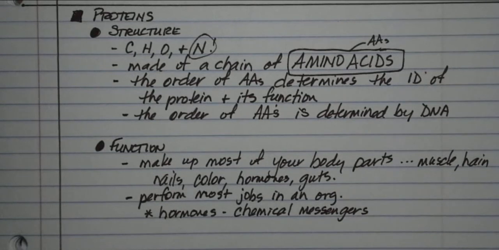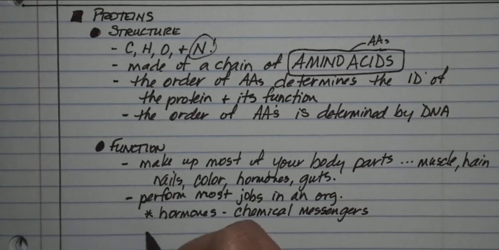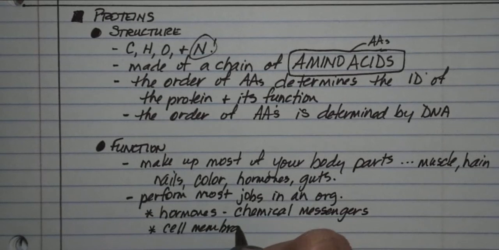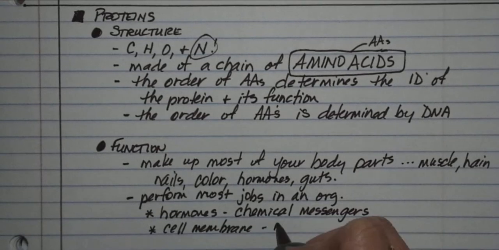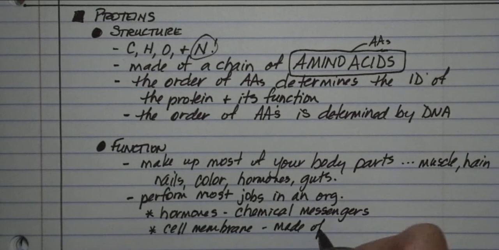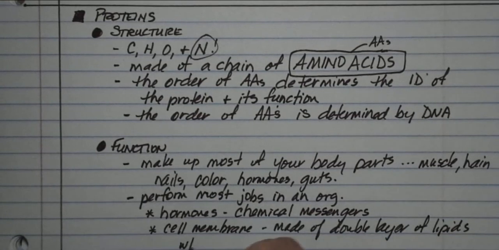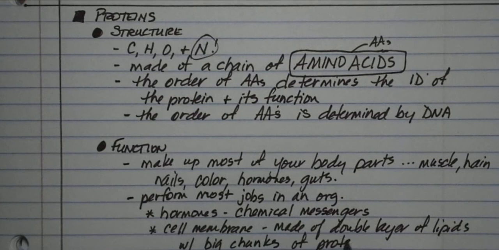Your cell membrane is made of a double layer of what? Okay, made of a double layer of lipids with big chunks of what? Proteins. So it controls what goes in and out of your cells. That's a function that it has.